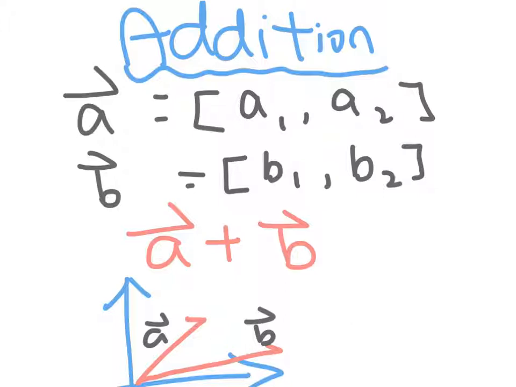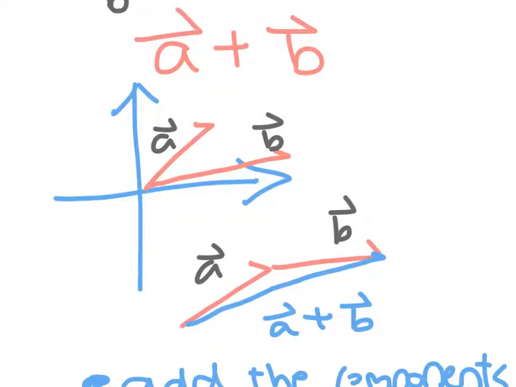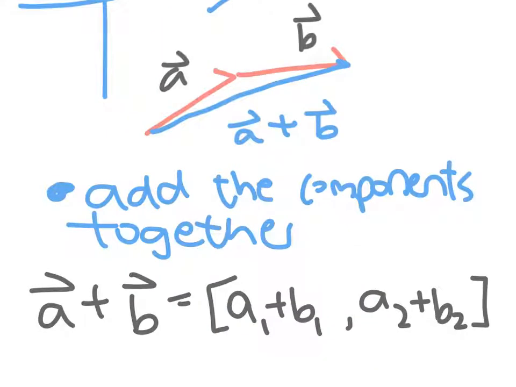Now, we'll talk about the addition of vectors. Vector A is a1, a2. Vector B is b1, b2. What would it be if we add them together? Graphically, we translate the vector B until its tail touches the head of A. We just have to add the components together, so the sum will be a1 plus b1, a2 plus b2.